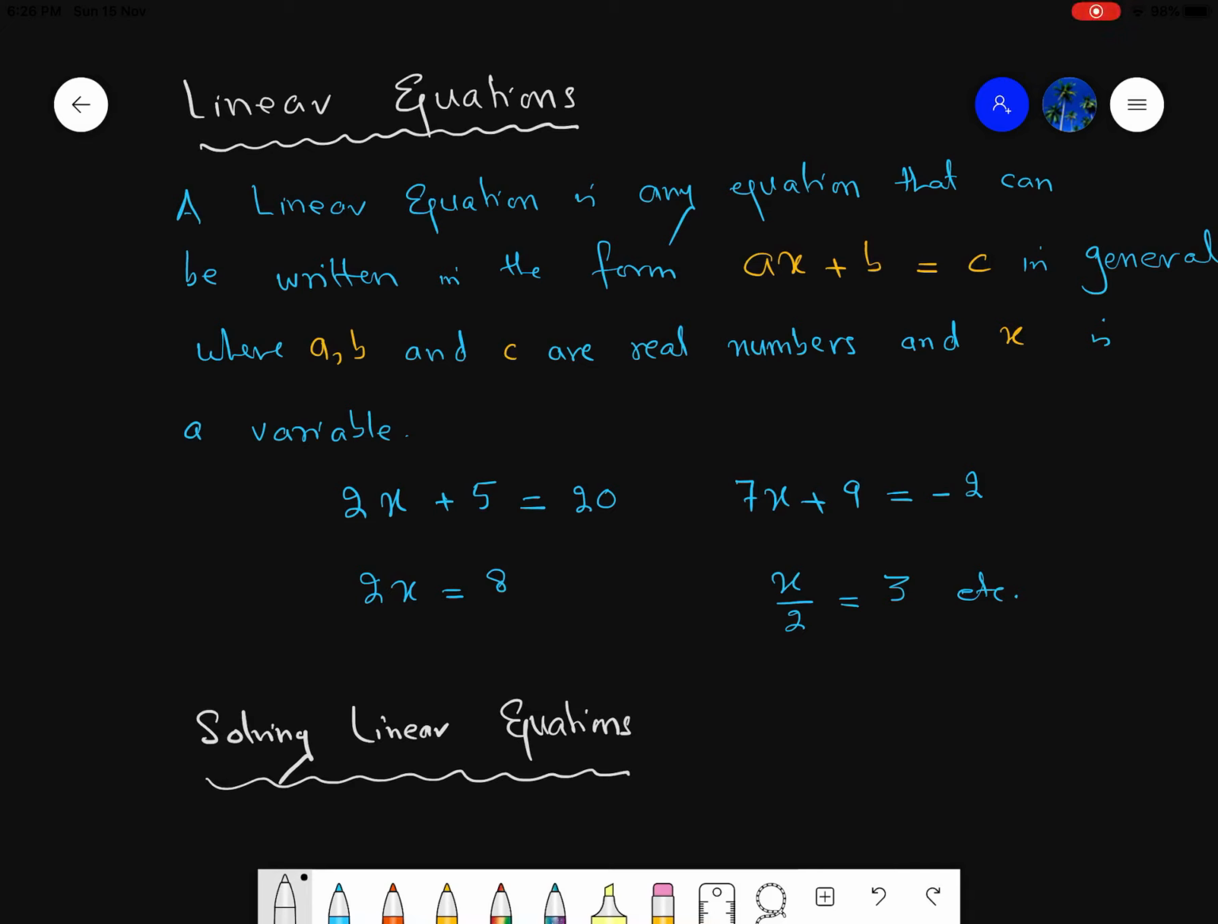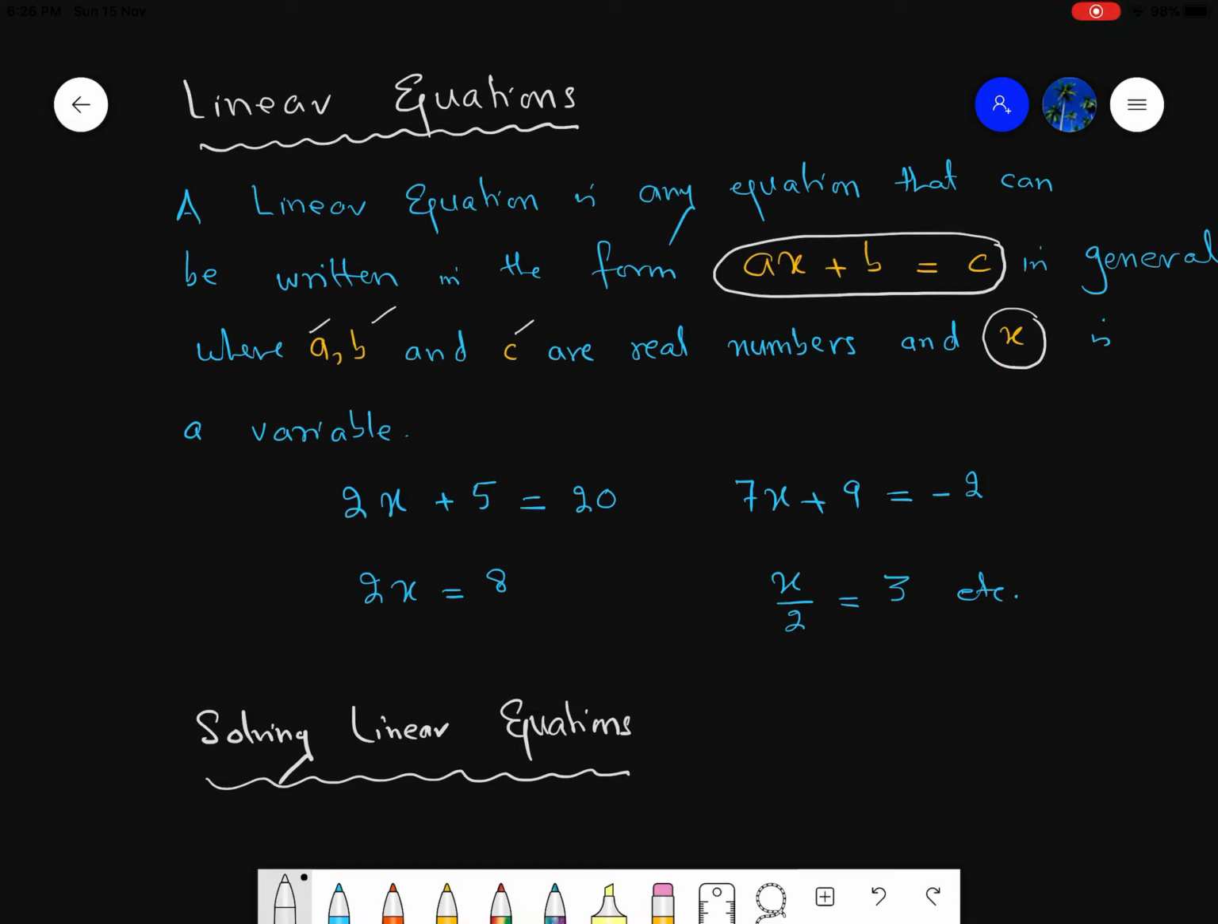Dear students, today we are going to start the topic of linear equations. By definition, a linear equation is any equation that can be written in the form of ax plus b is equal to c in general, where a, b, and c are real numbers, meaning any positive or negative numbers or any fractional numbers or decimal numbers, and x is the variable.